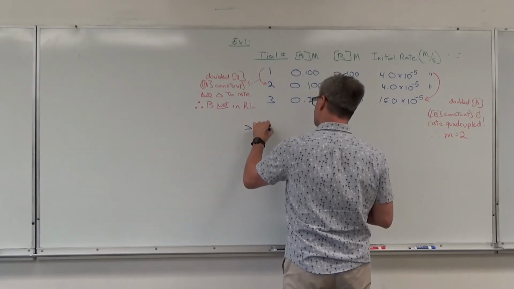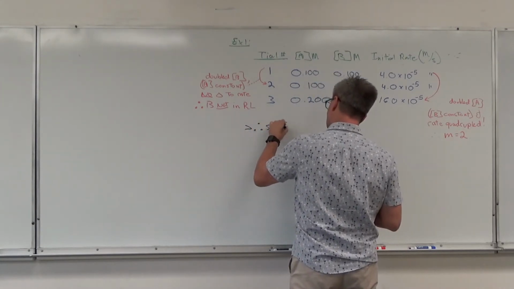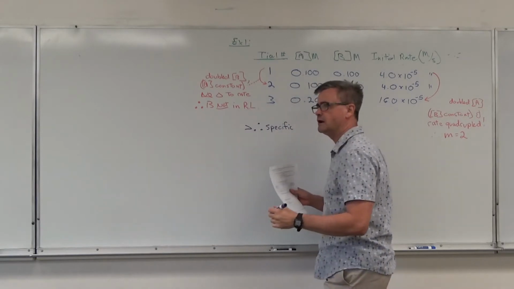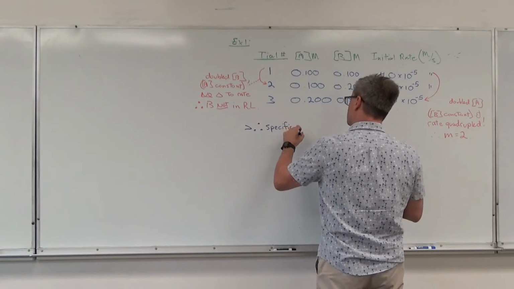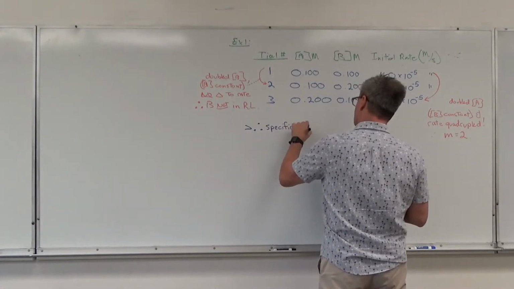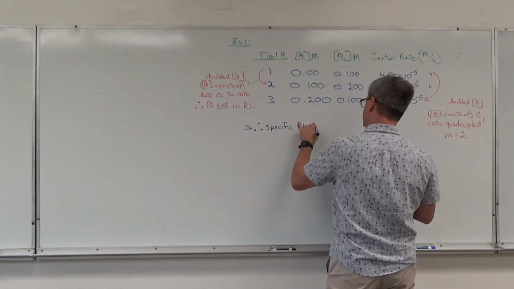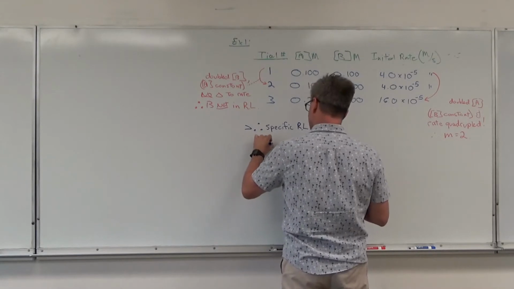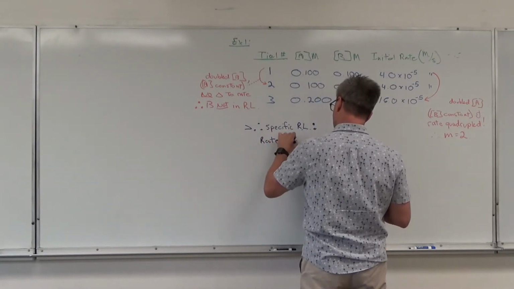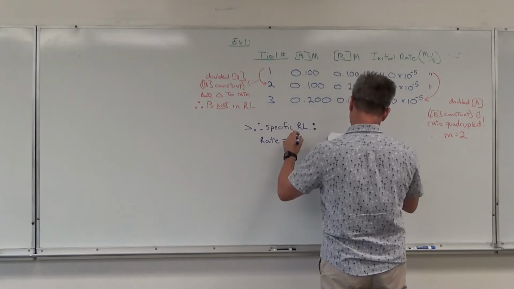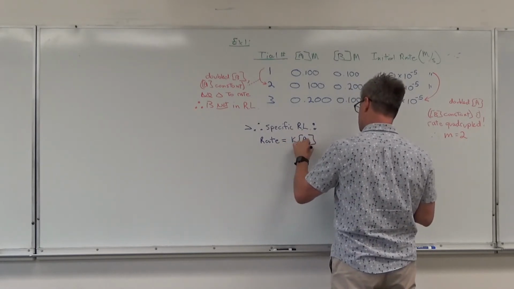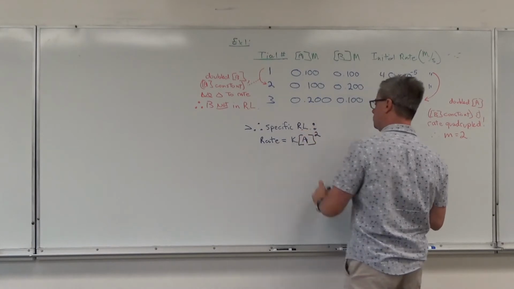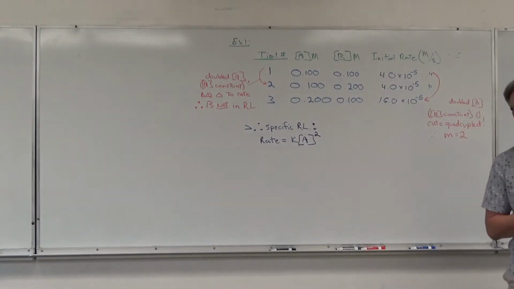Therefore, the specific and general rate law, I think those are my terms, so just so you're aware. Specific rate law: rate equals the rate constant times whatever the concentration is of A squared. No B term.